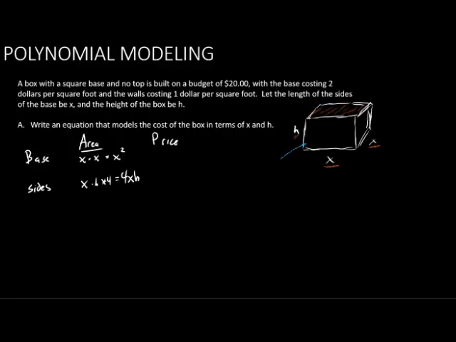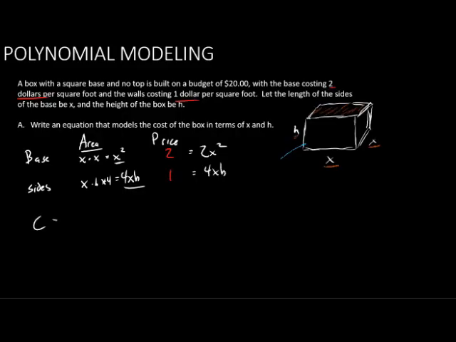We're also given that the price of the base is $2 per square foot. So our price for the base will be 2, and our price for the sides is $1. So if we multiply the area of our base times the price, we get 2x squared. Then if we take the area of our sides, that's 4xh times 1, we will still get 4xh.